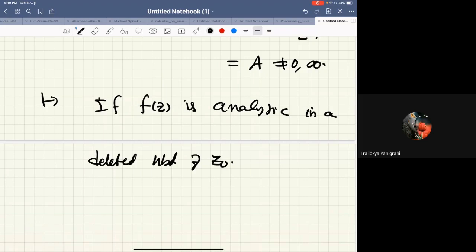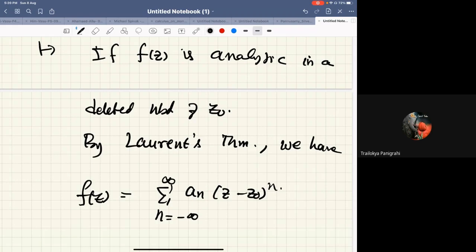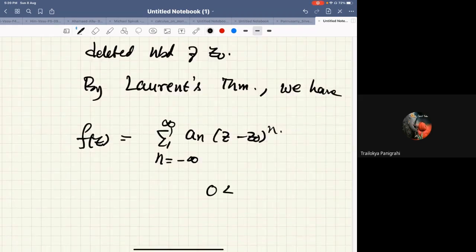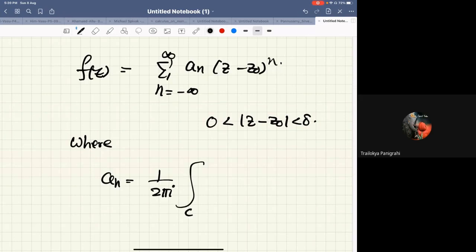then by Laurent's theorem, we can always write a Laurent series expansion in the deleted neighborhood of z naught, okay. By Laurent's theorem, we have f of z is nothing but summation n equals minus infinity to infinity of an into z minus z naught whole to the power of n, okay. This happens in a deleted neighborhood, z minus z naught less than delta, okay. What is my an? Where our an are nothing but 1 by 2 pi i times integral over c of f of z by z minus z naught whole to the power of n plus 1 into dz, where n belongs to Z.